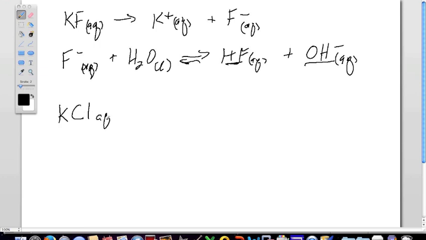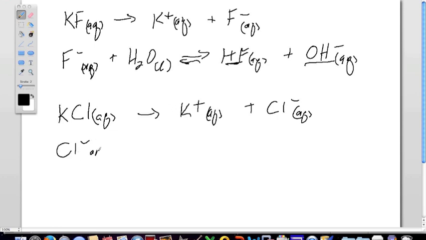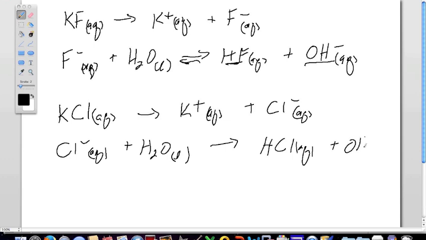Let's say we had potassium chloride and we put that into water. We would again get the potassium cation and the chloride ion. Is this a basic salt? Well, let's take a look at the chloride ion in water. Now the chloride ion could potentially pull a proton from our water, and if it did, we would form HCl and hydroxide.